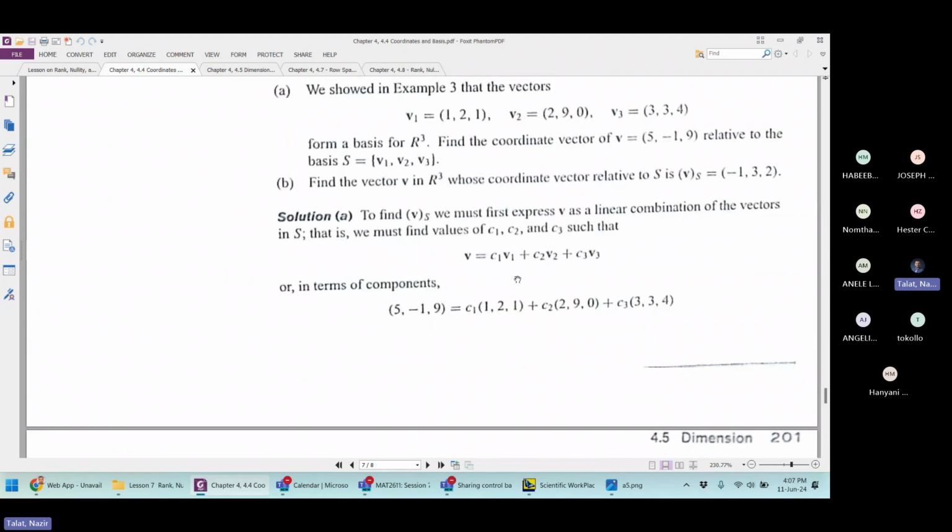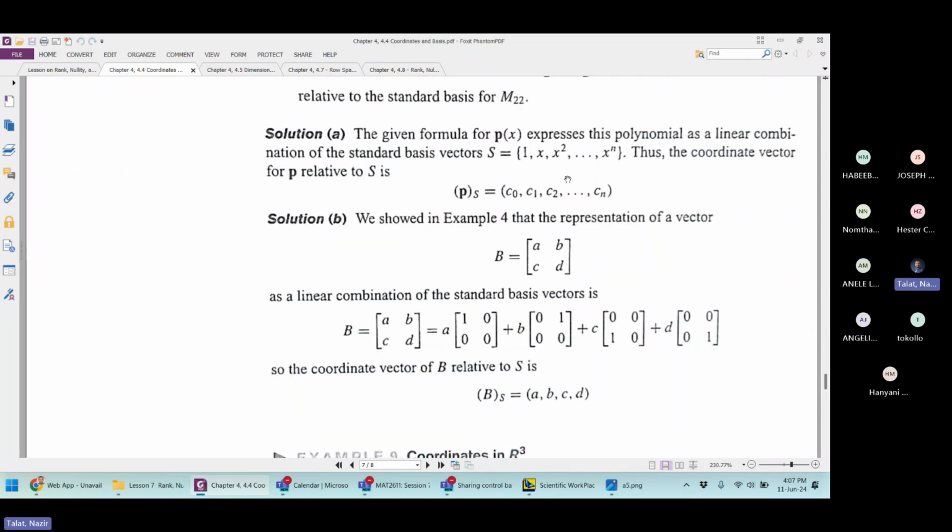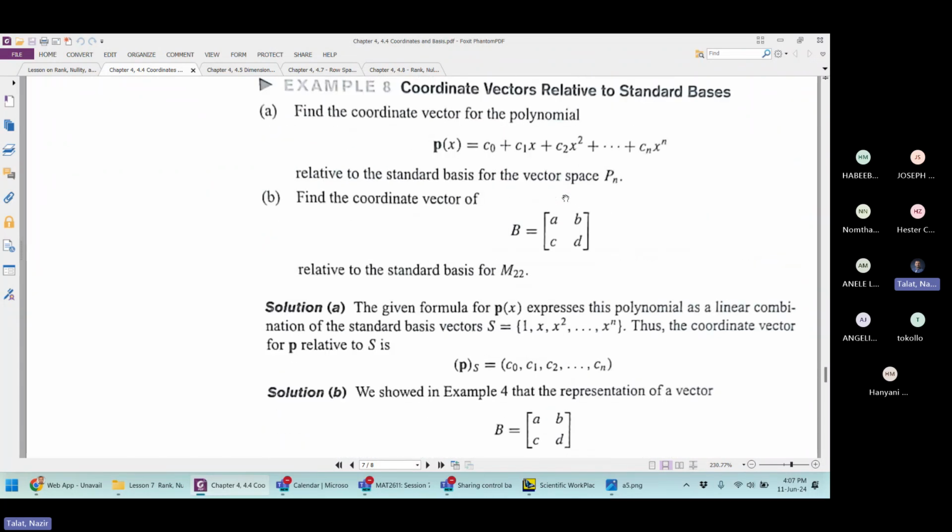But if we have a straightforward polynomial under the standard basis, then the constants are read off directly. We know that 1, x, x squared, x cube up to x^n are the standard basis, because they are independent and can span every polynomial of degree n. So c0, c1, c2 up to cn are the coordinate vector of a polynomial of degree n.